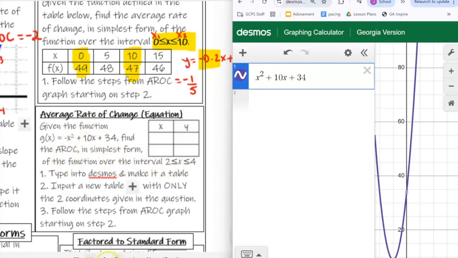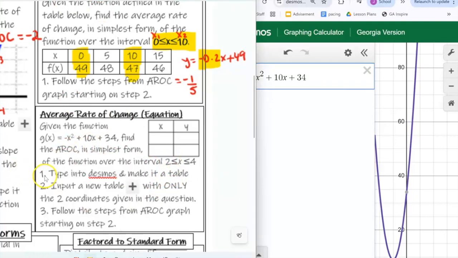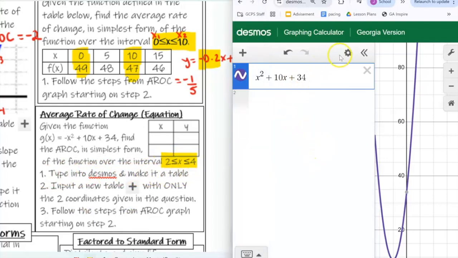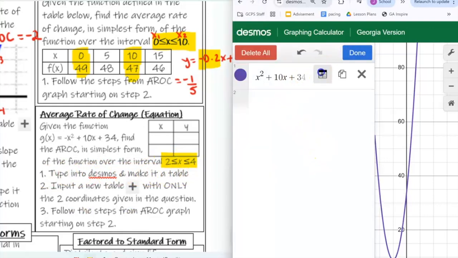So I'm given over, these are the 2 points that I care about. Remember, because it's not linear, I have to stick to those 2 points. Type in the decimals, make it a table. How do I make this a table? By clicking settings. So now it's a table.